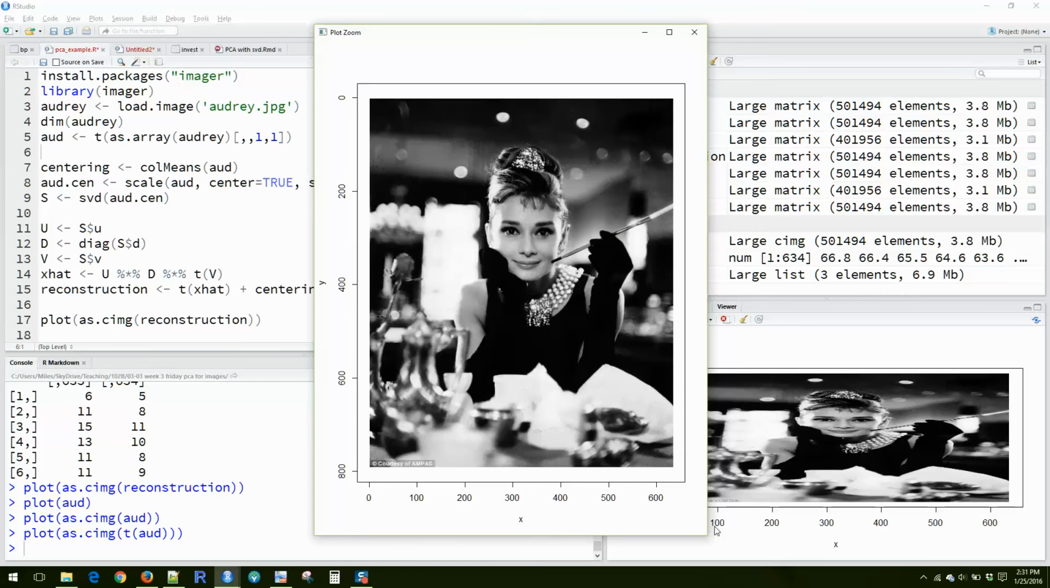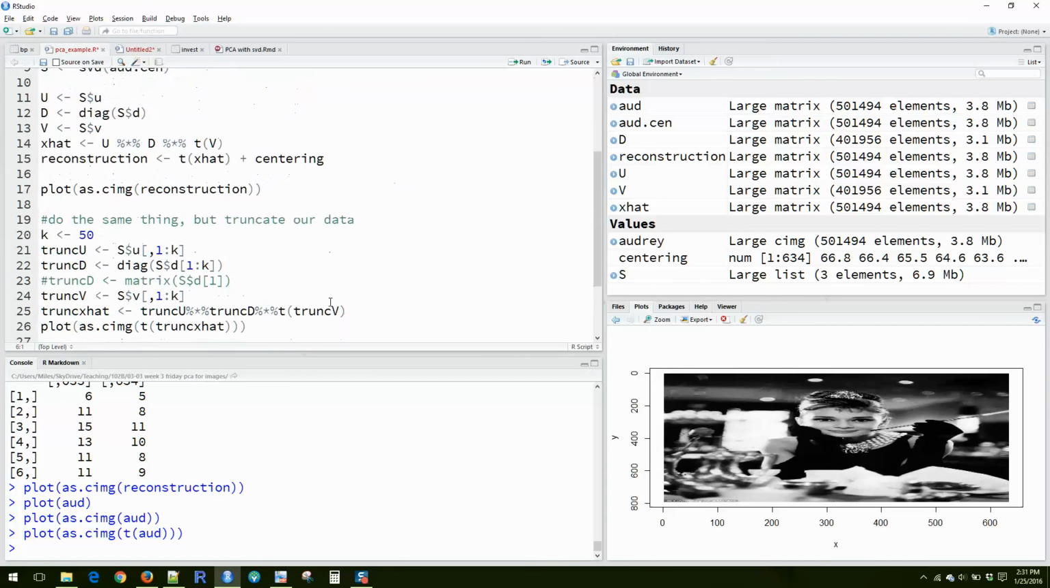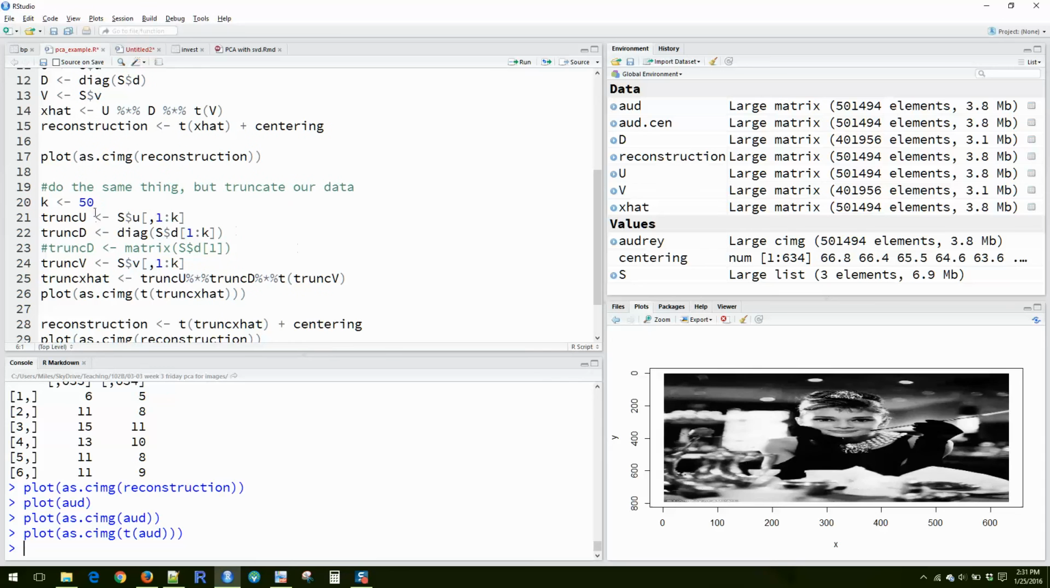Yes, indeed that works, right? We've broken out the matrix, and then we multiplied it back together, and does it look the same? Yes, it looks the same, okay? But the neat thing, though, okay, is that we can truncate our data, right? So the singular value decomposition, we've got this diagonal matrix with 634 things. What we can do is we can chop this up, okay?